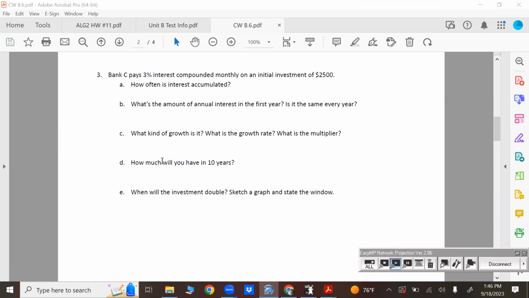Okay, Bank C pays 3% interest compounded monthly. That one's a little different. Compounded monthly. Initial investment 2,500, still 3%. Now, this is the part that's a little tricky. I need you guys to focus here. If it's being done monthly, how often is the money being accumulated? Every month. So how many times a year? 12. 12 times per year. Thank you. I know, we're all tired. 12 times per year. Okay, perfect.